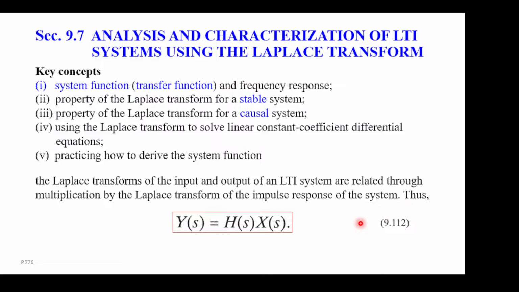Anyway, we start with this, and the derivation we cannot skip. So the derivation just comes from the convolution property. So remember, y of t is equal to h of t convolved with x of t. Then you take the Laplace transform of everything, then you arrive at this with some ROC.